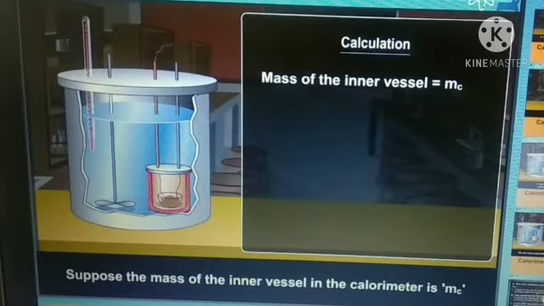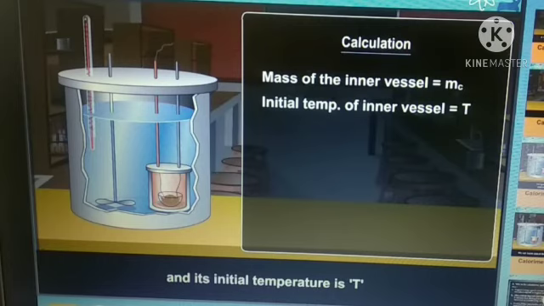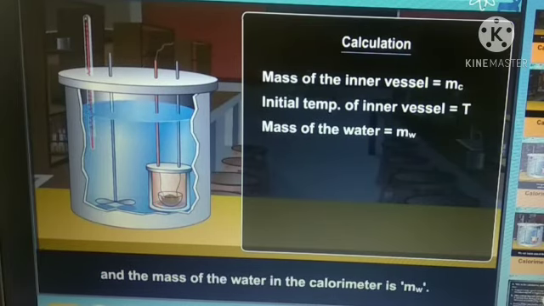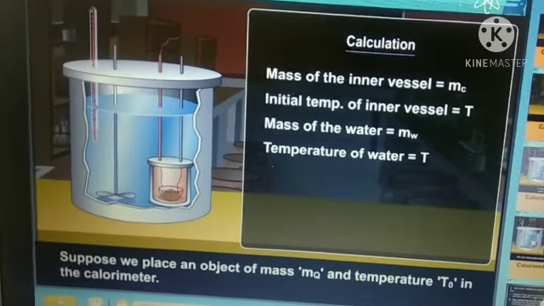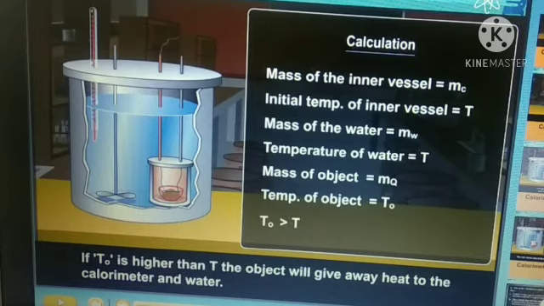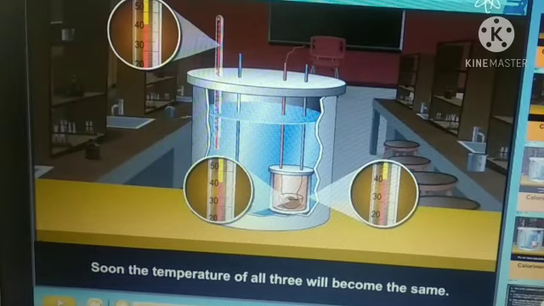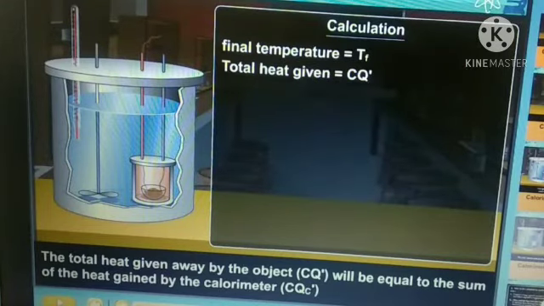Suppose the mass of the inner vessel in the calorimeter is mc and its initial temperature is Ti, and the mass of the water in the calorimeter is mw. The temperature of water will also be Ti. Suppose we place an object of mass mo and temperature To in the calorimeter. If To is higher than Ti, the object will give away heat to the calorimeter and water. Soon the temperature of all three will become the same. Let us call this final temperature Tf.